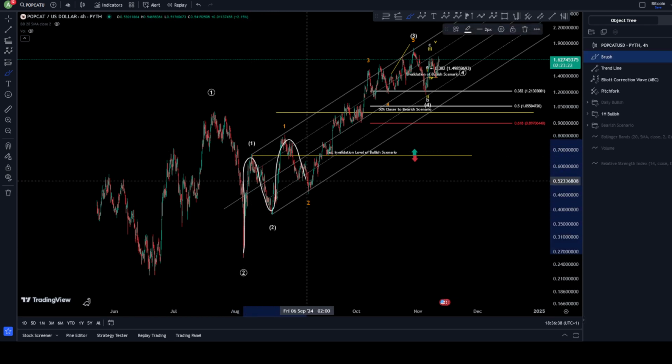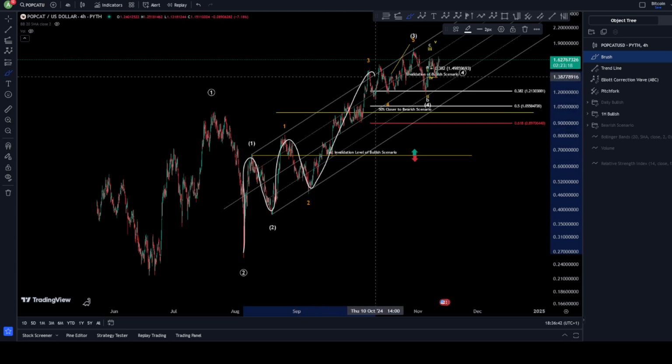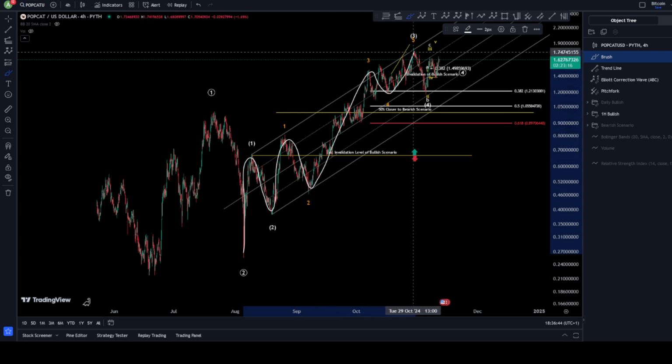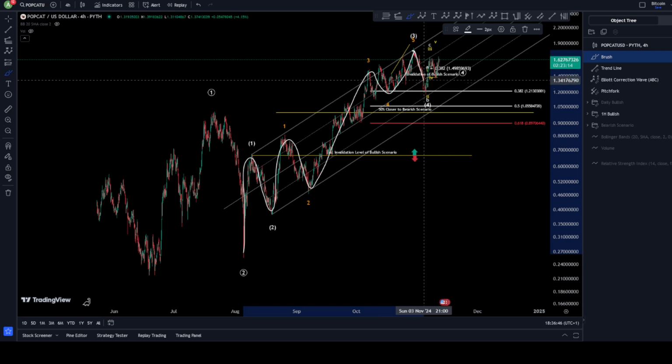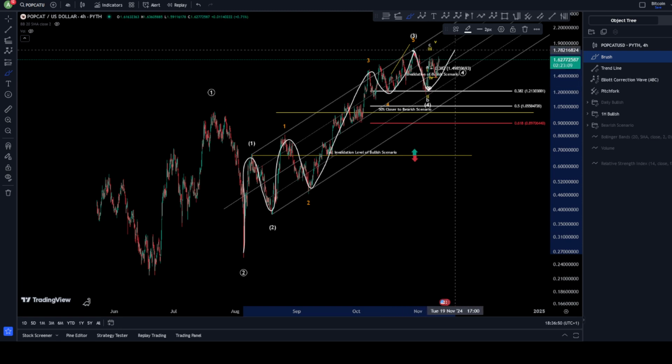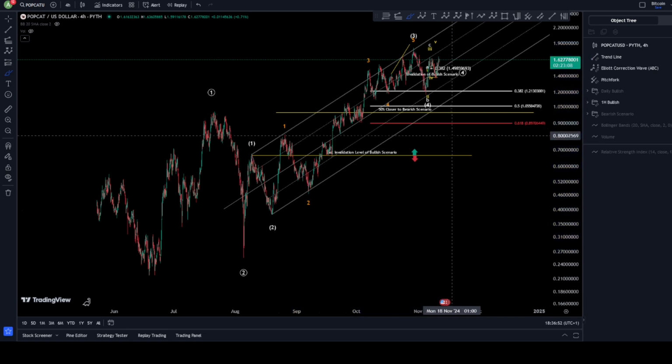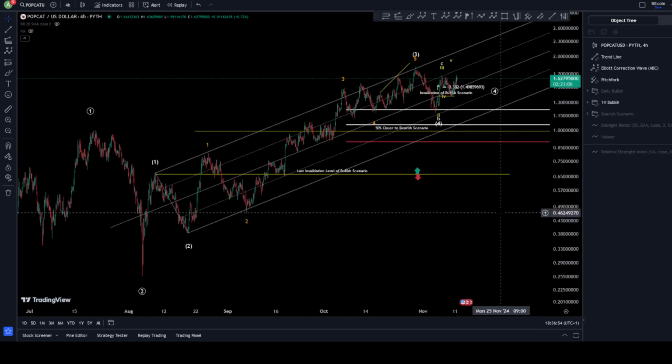Then we are looking at a double 1, 2 scenario where we are looking, of course, for 3, 4, 5 finished in orange. And potentially we have just a bottom for a wave 4, and we are moving again towards the upside for a wave 5.